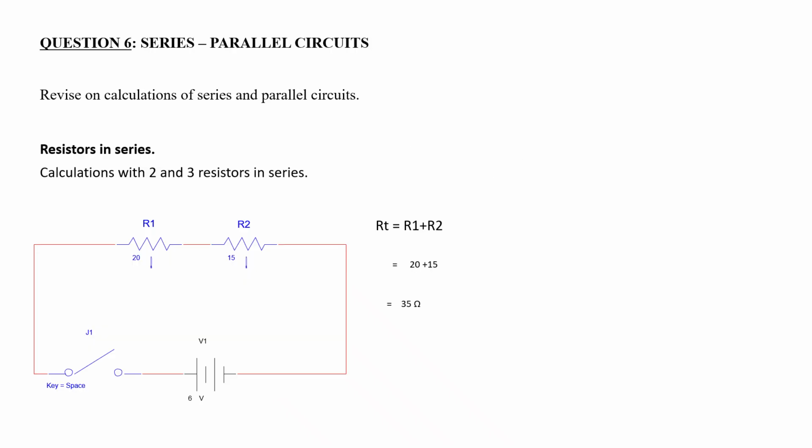Question 6. Series and parallel circuits. Revise on calculations of series and parallel circuits. Resistors in series: calculations with 2 and 3 resistors in series. Here's a typical example of a circuit with 2 resistors in series, where R total equals R1 plus R2. R1 is 20 ohms plus 15 ohms for R2, which equals 35 ohms.